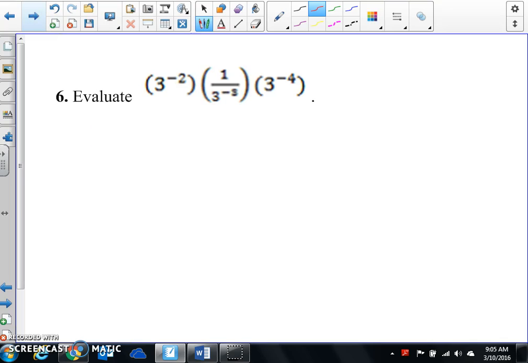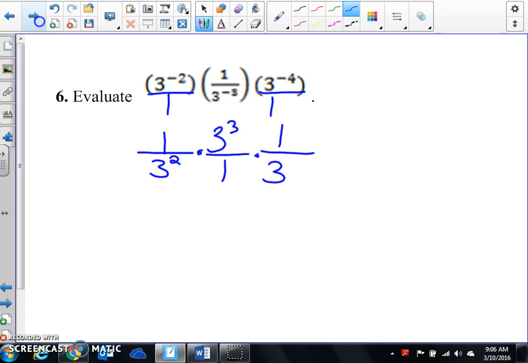All right, so we cannot have negative exponents. So what you need to do is put this over 1, and then we're going to flip everything. So this now becomes 1 over 3 squared times, this one flips to the top, 3 to the third over 1, and 1 over 3 to the fourth. And remember, when you flip them, they become positive exponents. So now I multiply across. 1 times 3 to the third times 1 is 3 to the third. 3 squared times 1 times 3 to the fourth is 3 to the sixth. I just added my exponents.